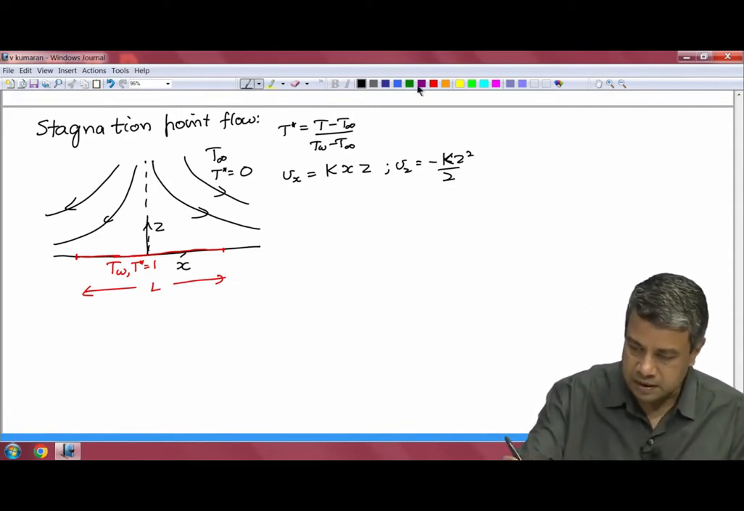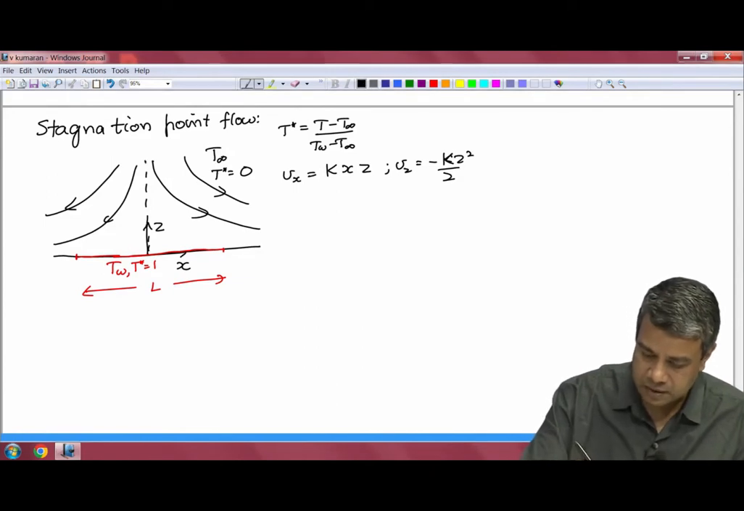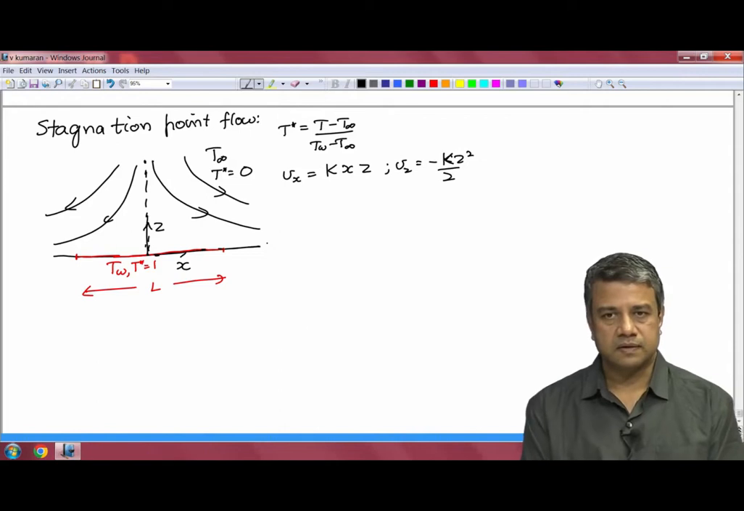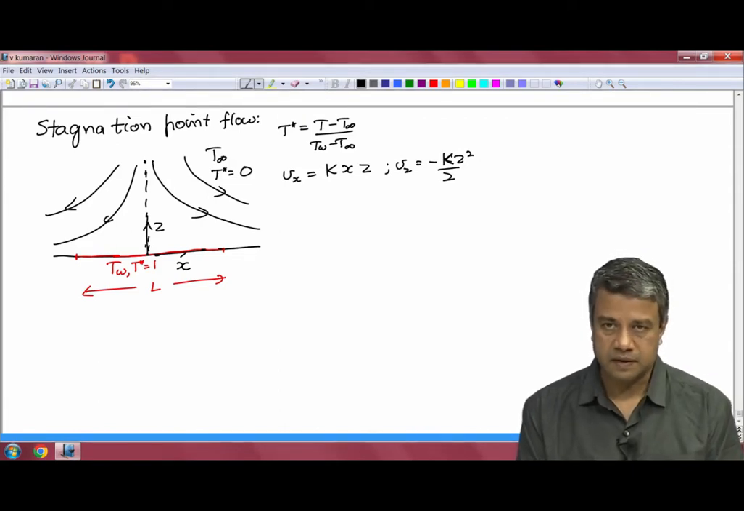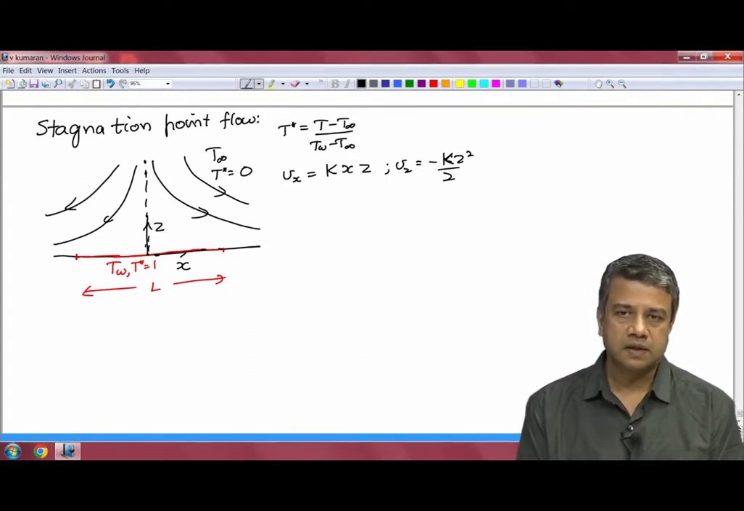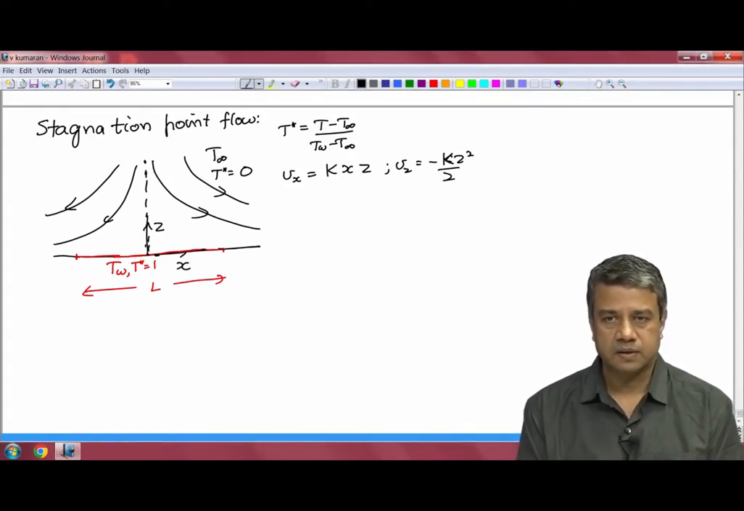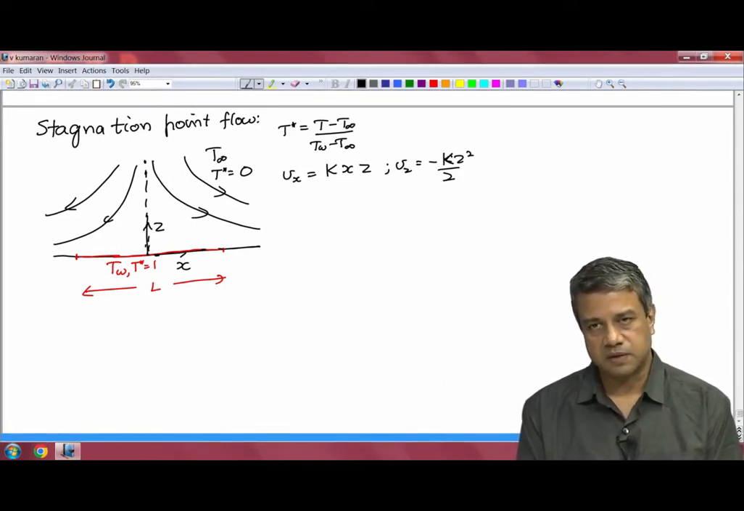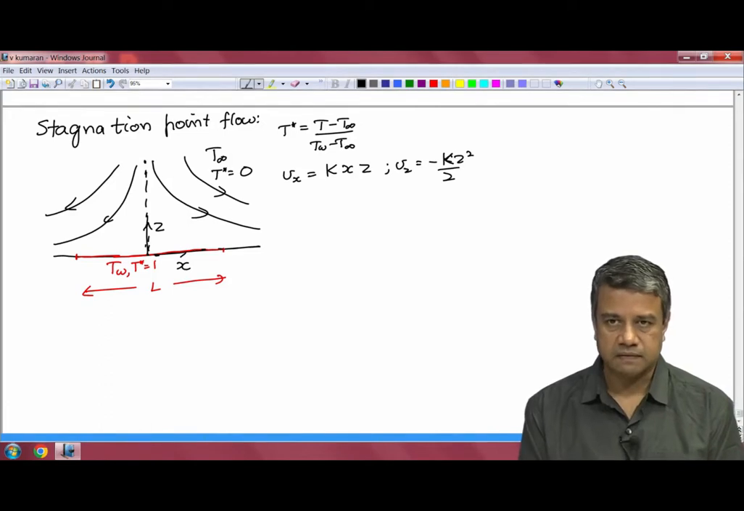I am calculating the heat transfer correlation for only one half, the right half. Once I calculate the average flux from 0 to L by 2, the average flux on the other side has to be the same. So, I am only taking the first quadrant in this case, where Vx is positive and Vz is negative. Vz is negative because the fluid is coming towards the surface.